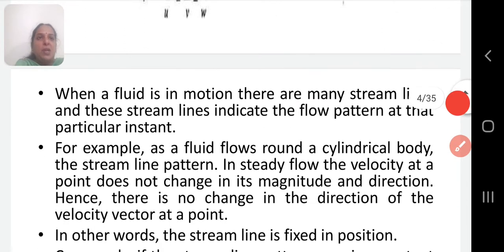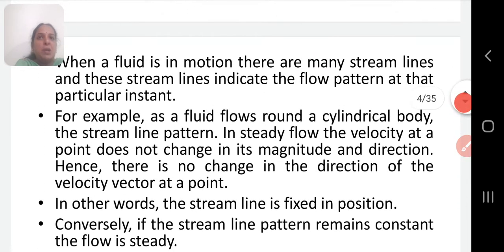When the fluid is in motion, there are many streamlines and these streamlines indicate the flow pattern at a particular instant. Only when the fluid is in movement will we be able to find the streamlines, because we draw the streamlines based upon the movement of the fluid particles. The streamlines indicate the flow pattern at a particular instant.